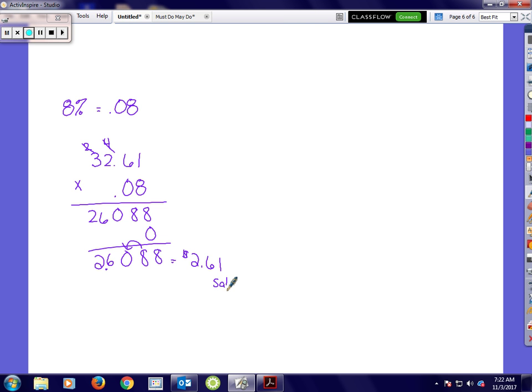So I would have to add that to my $32.61 plus $2.61. 2, 12, 4, 5, 3 decimal. So my total at Target would be $35.22. Okay, so that is your screencast for today and showing you how multiplying decimals and using percentages applies in real life.